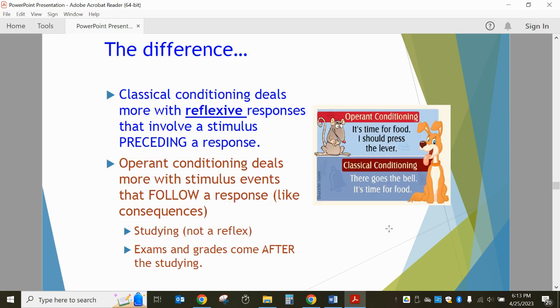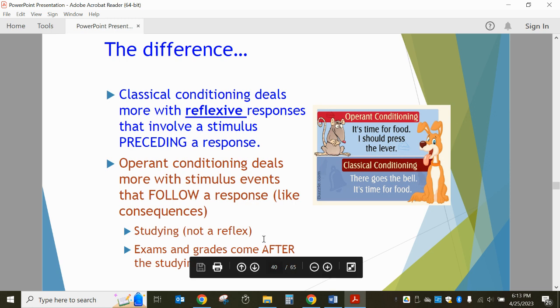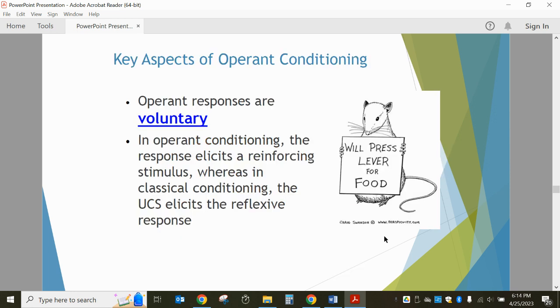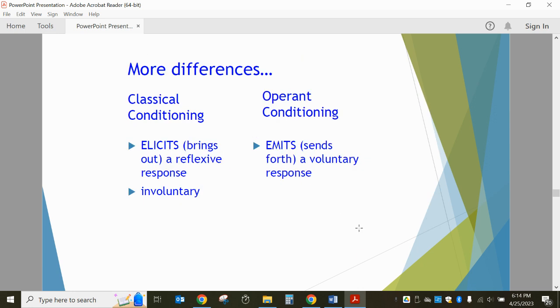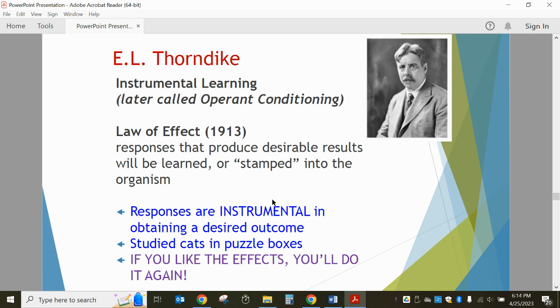All right, so the difference between classical conditioning and operant conditioning. Classical conditioning deals more with reflexive responses that precede a response. Operant conditioning is a voluntary response, deals more with stimulus events that follow a response, like a consequence. So, for example, studying is not a reflex, so exams and grades come after the studying. That would be operant conditioning. Other key thing, again, operant conditioning is voluntary. Classical conditioning is reflexive.